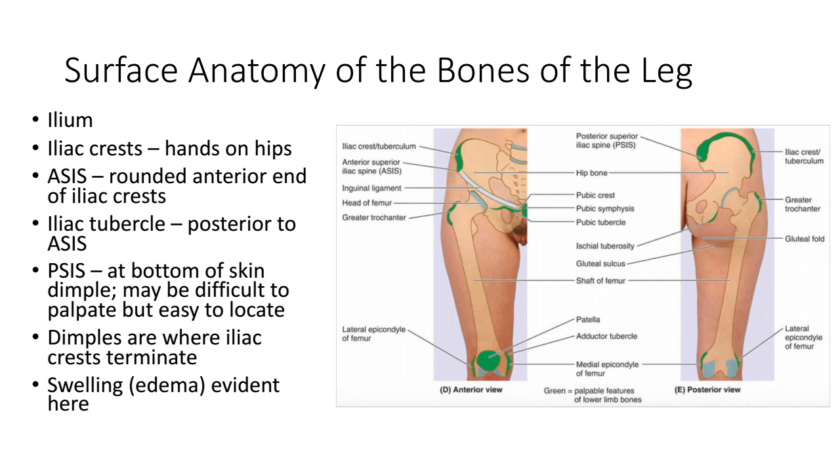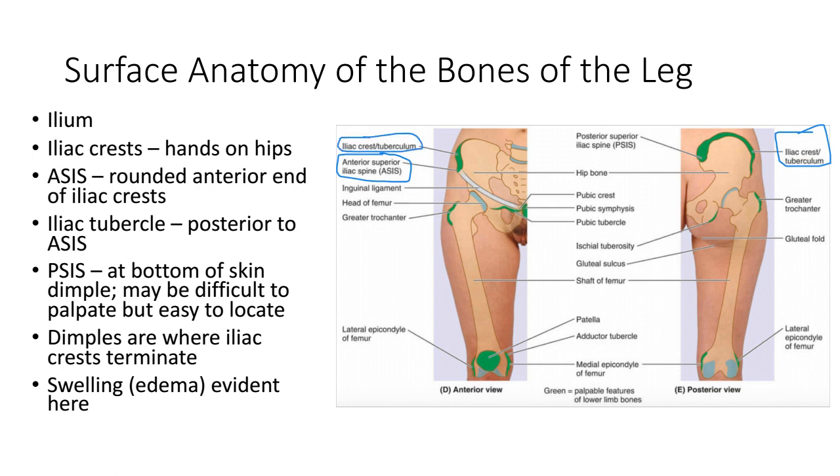For surface anatomy, you can see the iliac crests, and you can palpate the iliac crest by putting your hands on your hips. You can palpate the anterior superior iliac spine, which is the rounded anterior end of the iliac crest. You can palpate the iliac tubercle, which is just posterior to the ASIS.